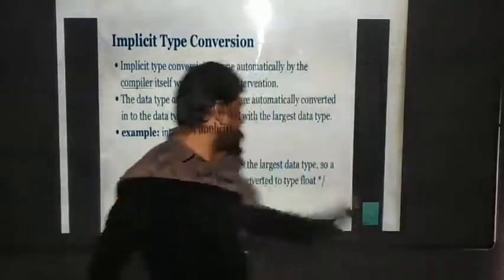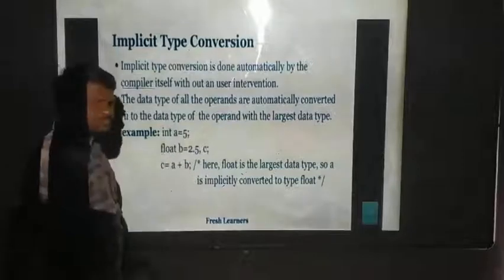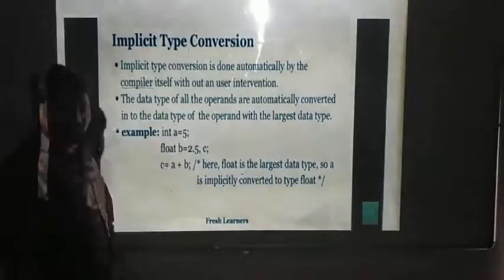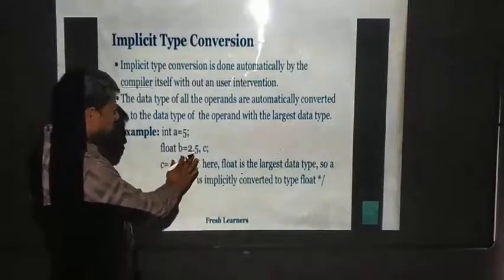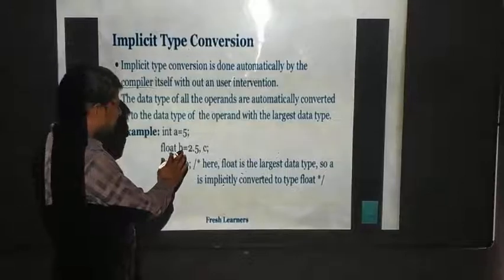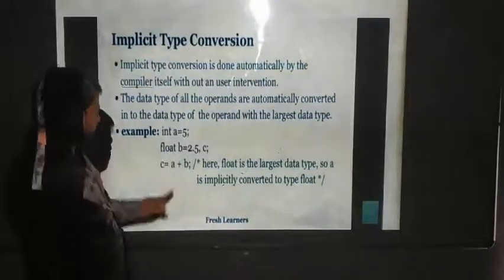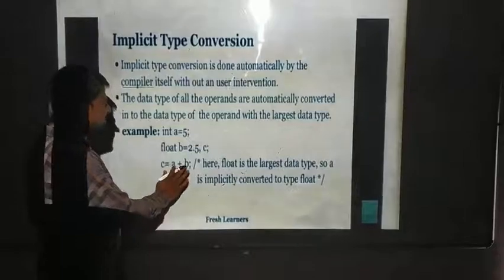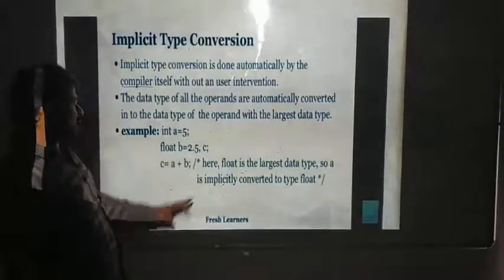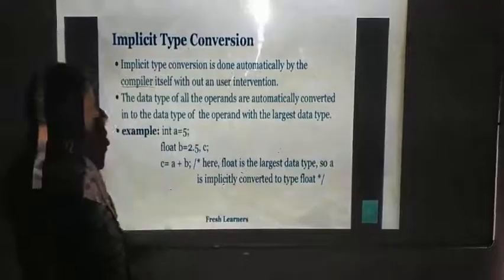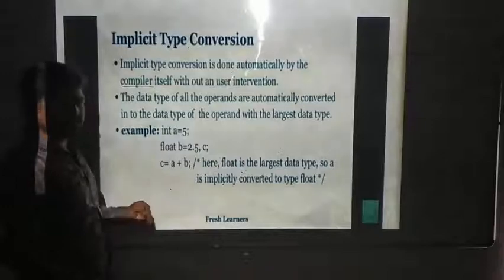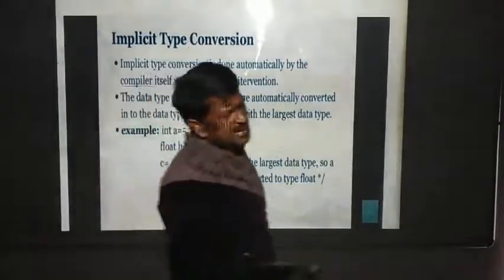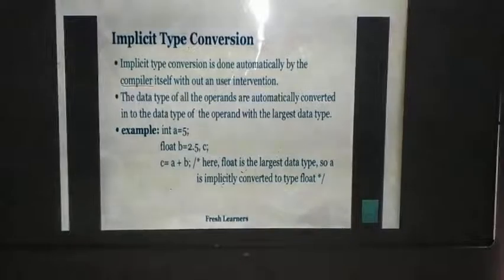If you see an example, integer a is equal to 5. I am giving the value 5 to the variable a of data type integer, and I am giving 2.5 as a float for the variable b. Then I am adding c is equal to a plus b, 5 plus 2.5. What will I get here? Float is the largest data type, so it is implicitly converted to type float. The compiler converts it into float data type.